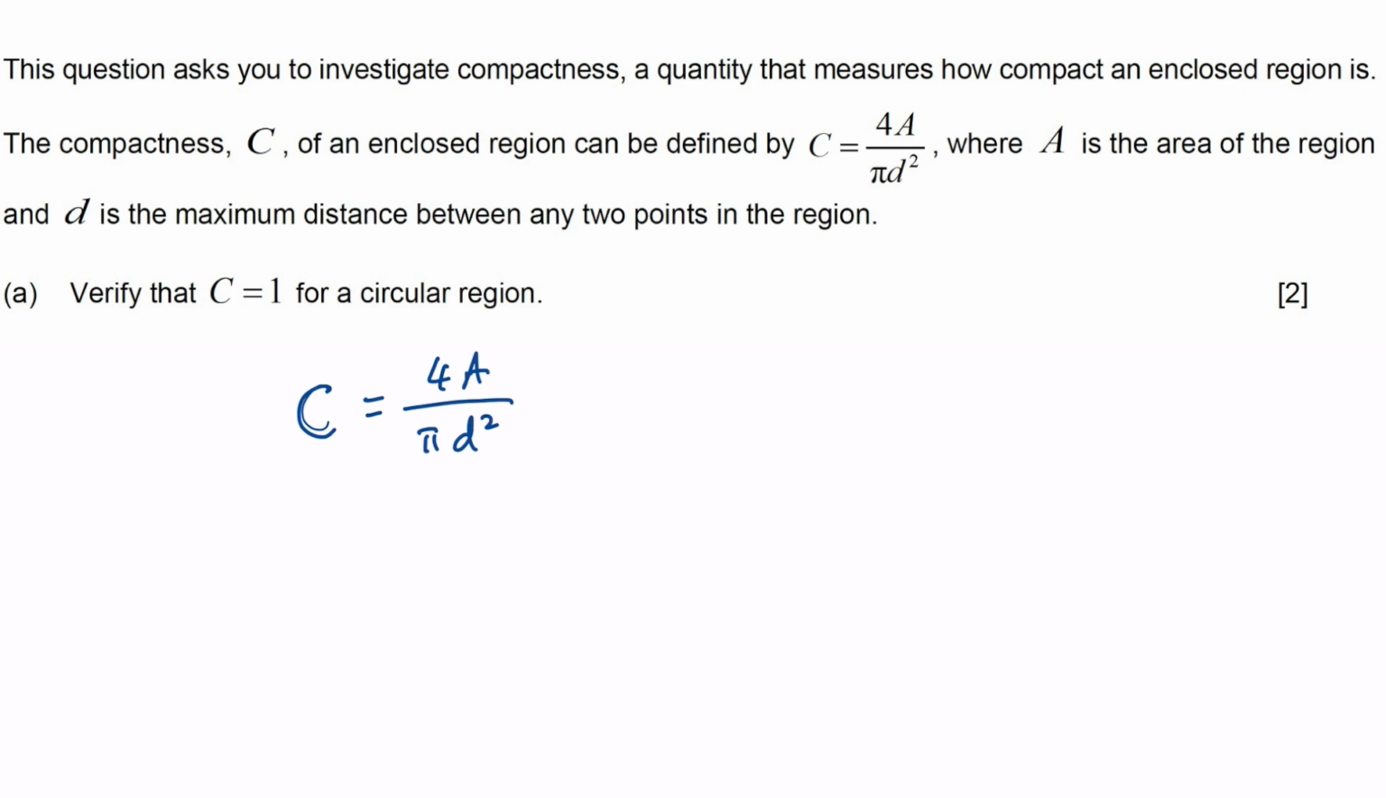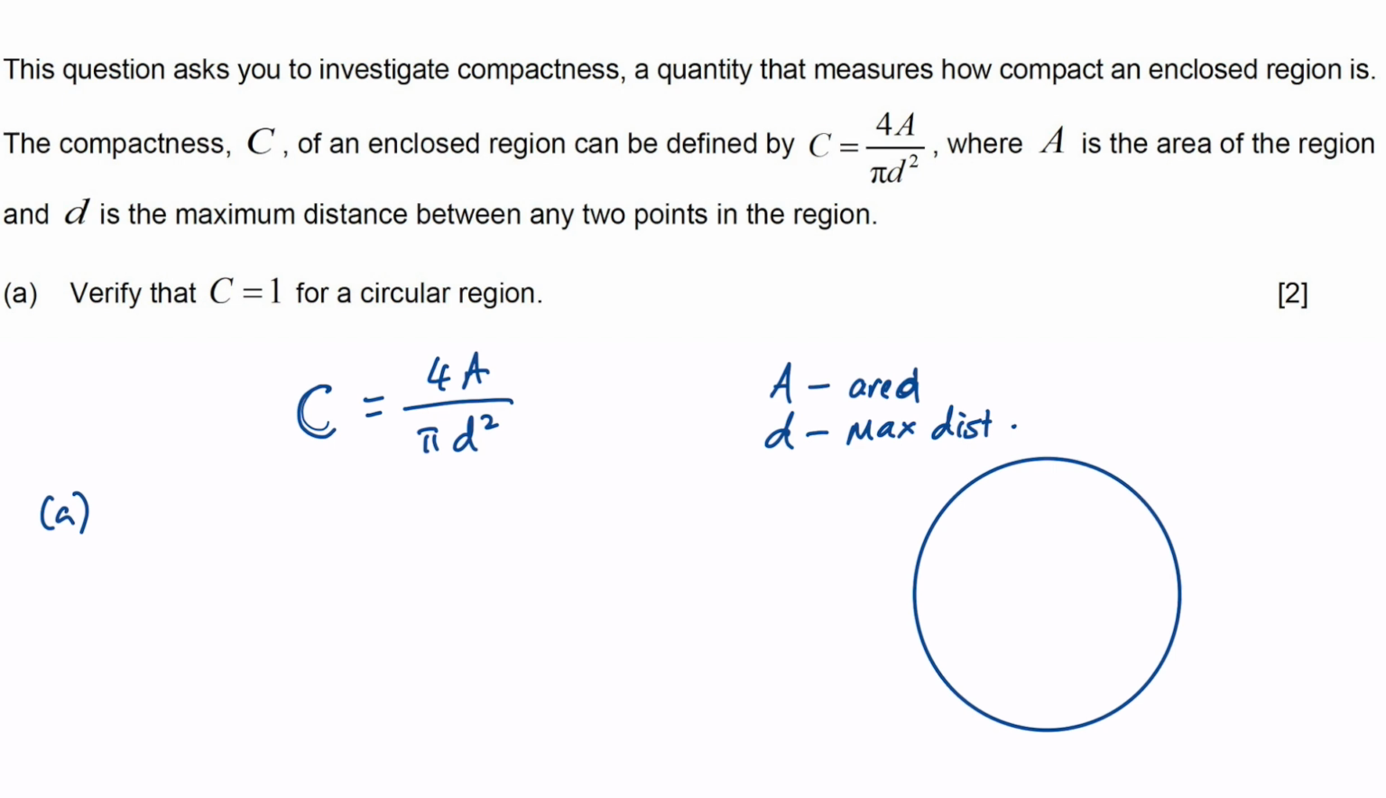Here, you are told in the question, A refers to the area, D refers to the maximum distance between any 2 points in a region. So part A now: verify that C equals 1 for a circular region. What I can do is visualize the circle and figure out the compactness of this circle.